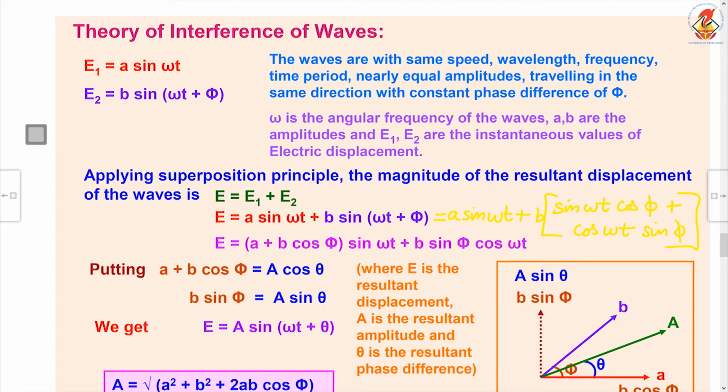Then you multiply with B inside, and when you rearrange, you get the form E is equal to A plus B cos phi into sin omega t. See here, A sin omega t is there plus B sin omega t cos phi. So from there I take sin omega t outside. I get A plus B cos phi times sin omega t, plus, when you open the bracket, B sin phi cos omega t.